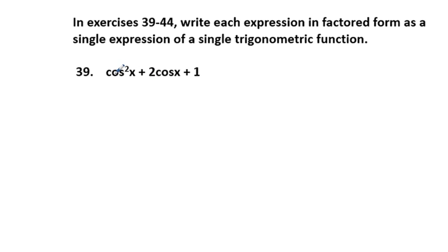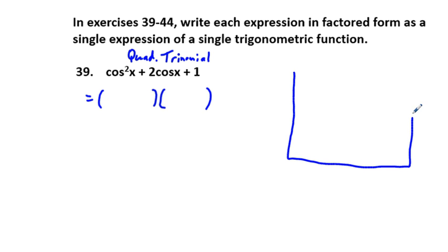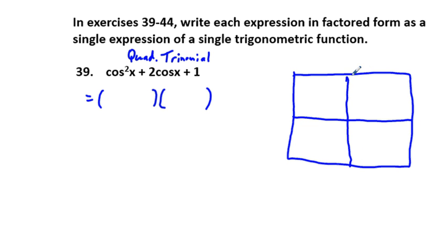Here we have the expression cosine squared x plus 2 cosine x plus 1. I hope you recognize that this is what we call a quadratic expression, a quadratic trinomial. For a quadratic trinomial, we try to write it as a product of two linear binomials, which I'm going to write down here. To find out what goes in these parentheses, we're going to use what I call the box method, which can be helpful if you're a little rusty with factoring quadratic trinomials.